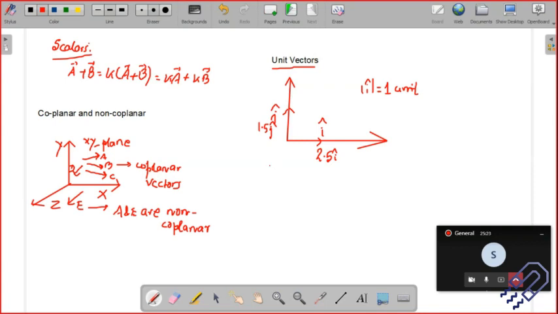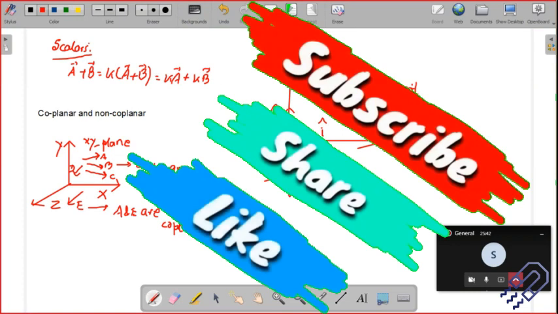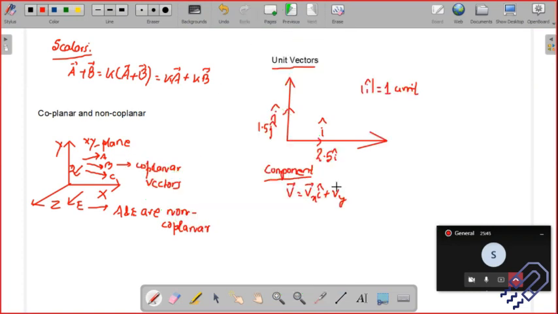Let me write this down. Component of vectors. So in general, if I write down a vector, let's say v bar, it has a component, let's say Vx, in the i direction, and then we have it in the y direction, this is j cap, and then we have it in the z direction, and let's say this is k cap. So these Vx, Vy, and Vz are the components, and i, j, and k are the directions of those particular components. So this is something which we again know.